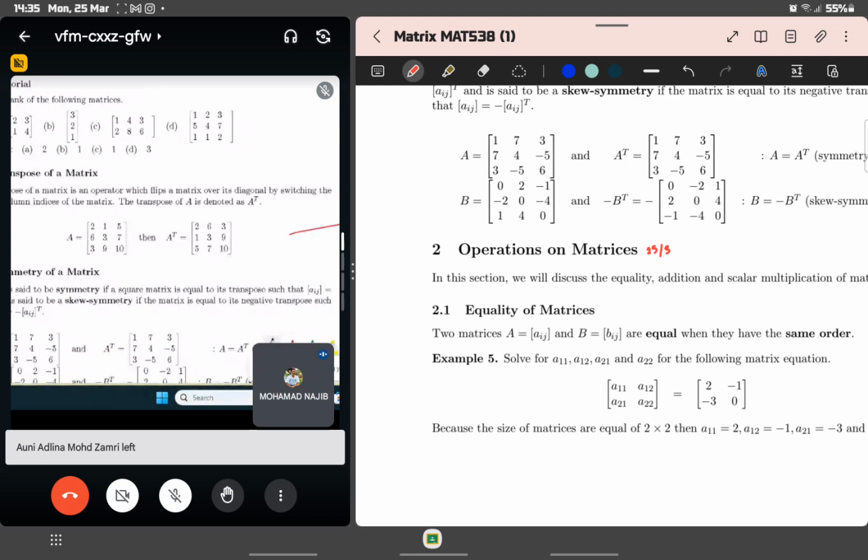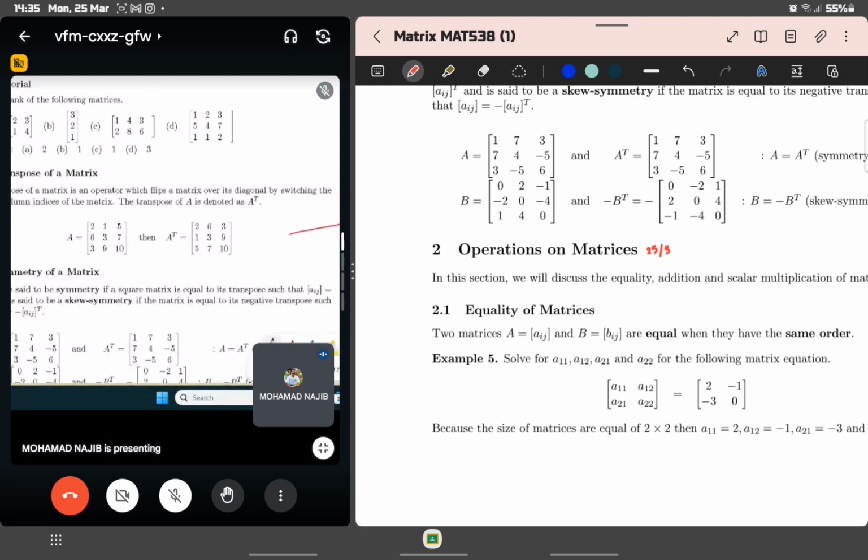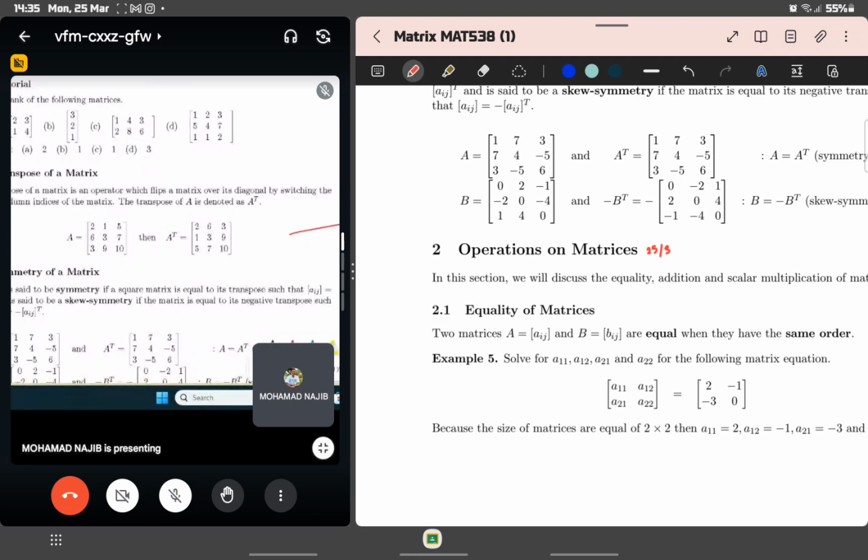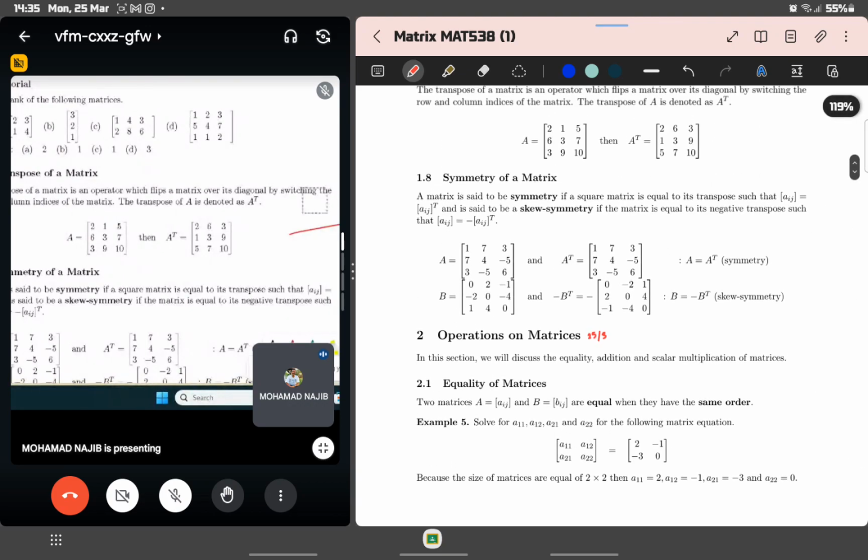Is there any question? Ada sebarang soalan tak? Ada sebarang soalan? Tak ada, sir. Okey, tak ada. Kalau macam tu kita mula lah.